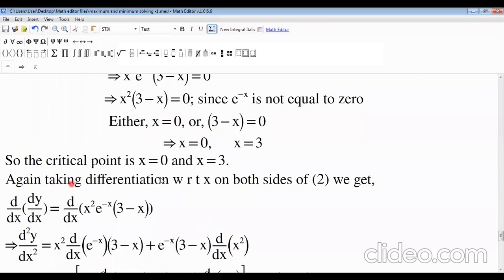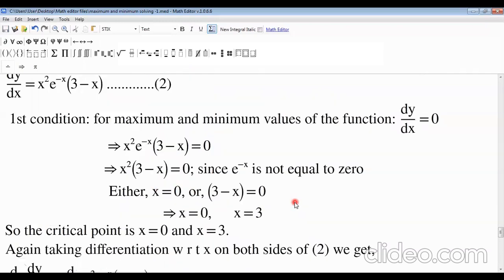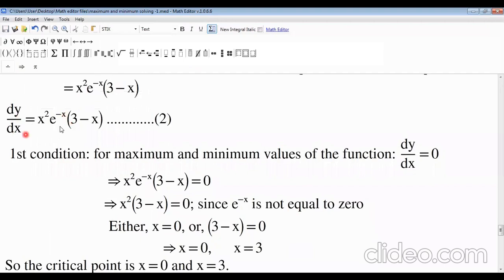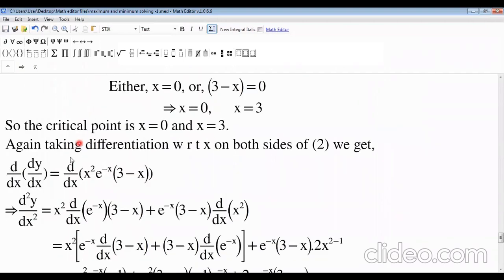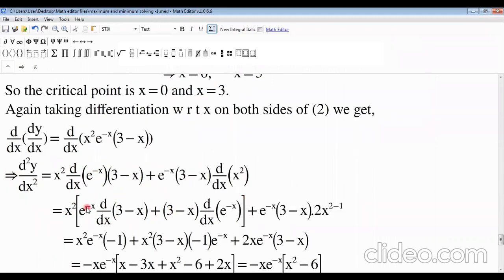Now again taking the differentiation with respect to x on both sides of this. That means double differentiation, the second derivative test. Taking d/dx on both sides, we get d square y by dx square equals, again using the formula, x square as the first function and this product as the second function. First function times d/dx of the second function plus second function times d/dx of the first function. Again this is a product function, u times d/dx of v plus v times d/dx of u.